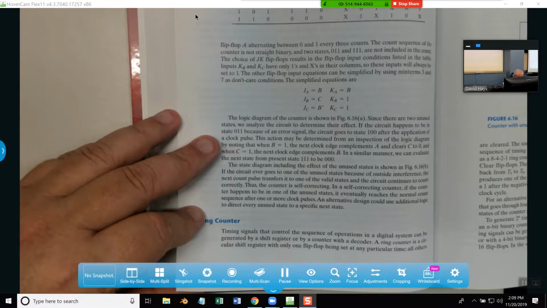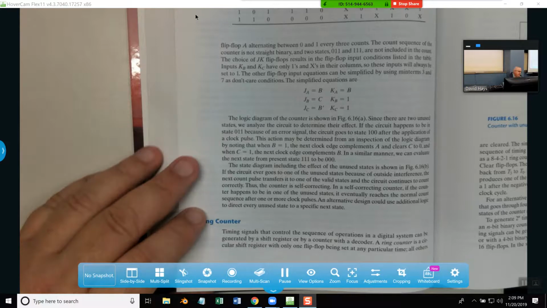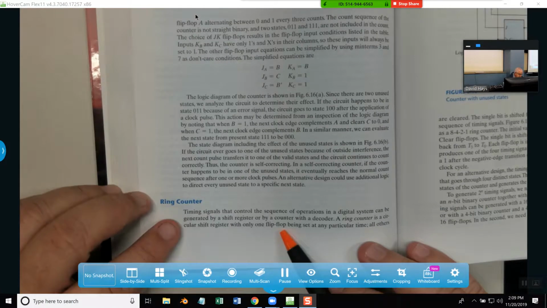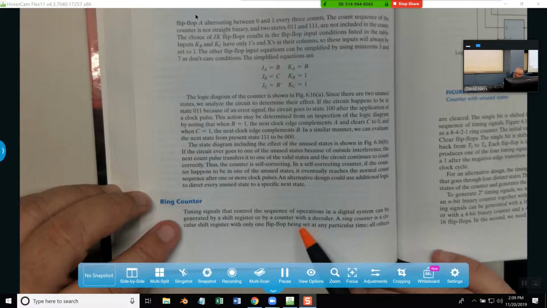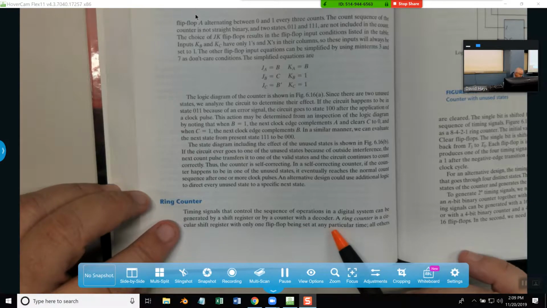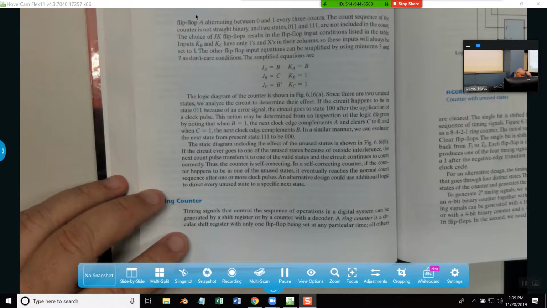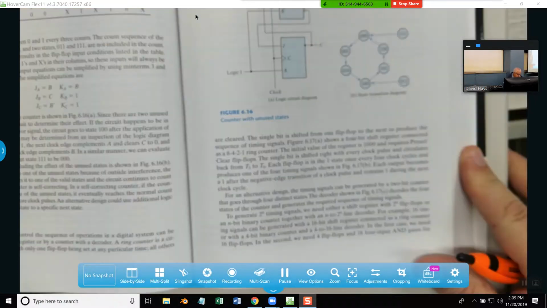Now, a ring counter. Timing signals that control the sequence of operations in a digital system can be generated by a shift register or by a counter with a decoder. A ring counter is a circular shift register with only one flip-flop being set at any particular time. All others are cleared. A single bit is shifted from one flip-flop to the next to produce the sequence of timing signals.